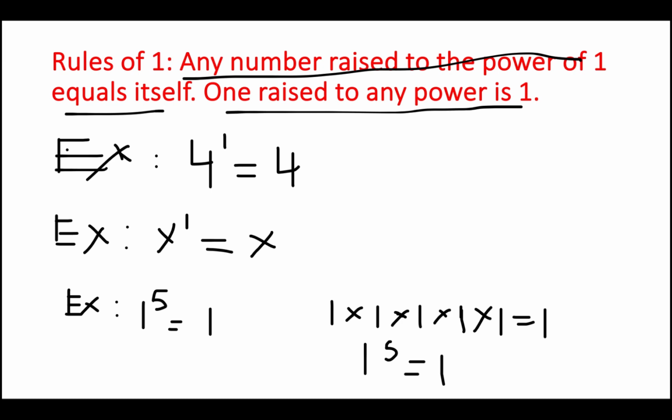Okay, that's the idea. So, summarizing the rules of 1, any number raised to the power of 1 will equal itself. But for example, 6 to the power of 2 will not be 12, it will be 6 times 6, which is 36. But raised to the power of 1, it would be the number itself.